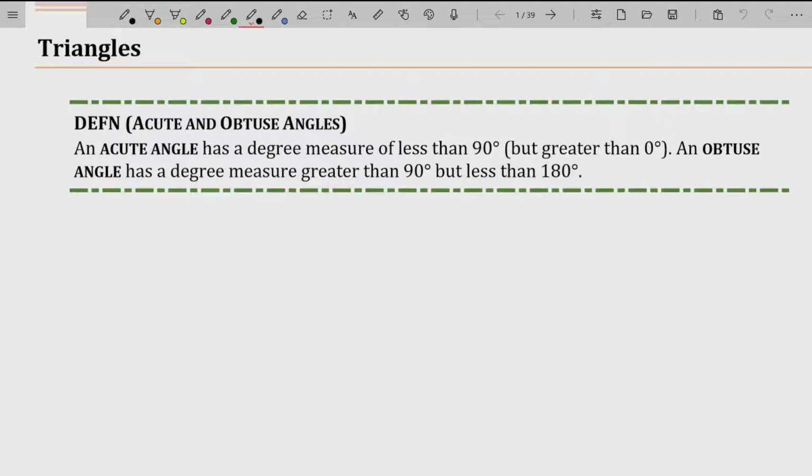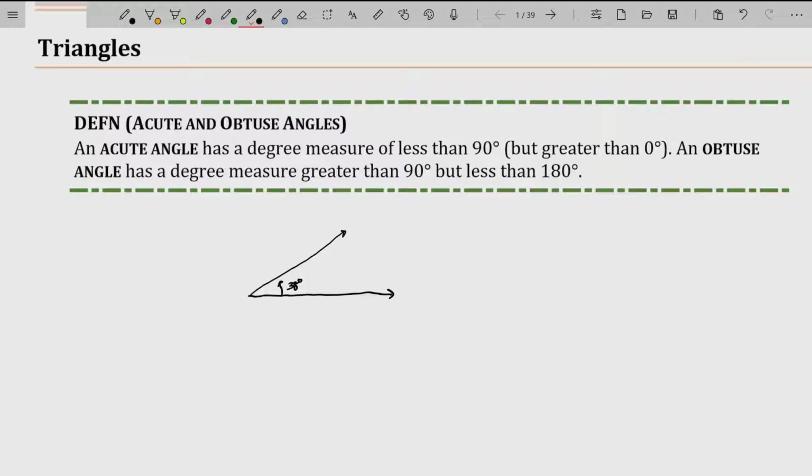An acute angle has a degree measure of less than 90 degrees, but greater than 0 degrees. So it could be any angle. Remember, we have an angle in standard position if its initial side is on the positive x-axis. And then here we're opening through an angle less than 90 degrees. Let's just say that's 38 degrees or something like that. That would be an acute angle. Strictly less than 90 degrees, but still greater than 0. That would be an acute angle.